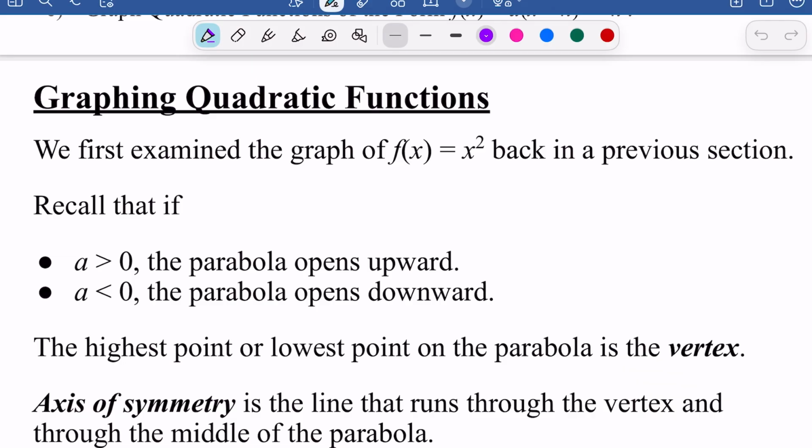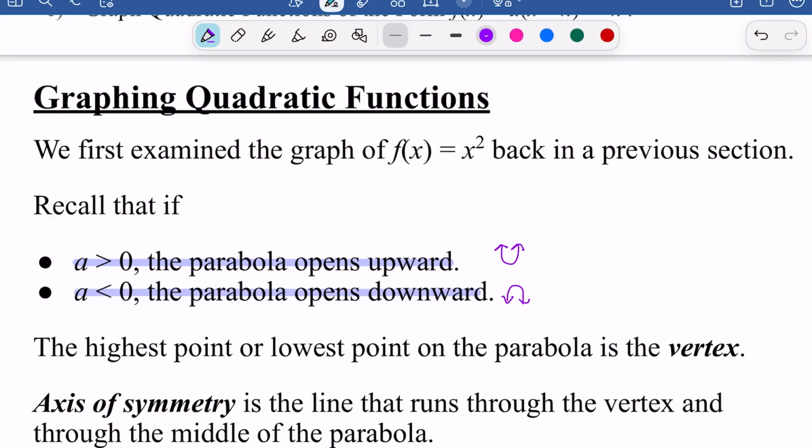previous section. And remember, if we looked at a, that value in front of x squared, and if it was positive, the parabola opened upward, versus if it was negative, the parabola opened downward. And so that would look different depending on what that value in front of x squared was. So those are two things we've looked at before.